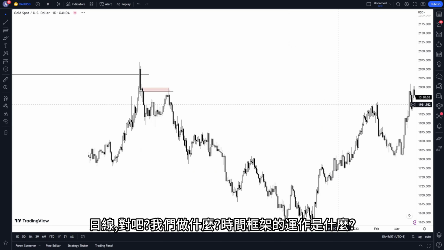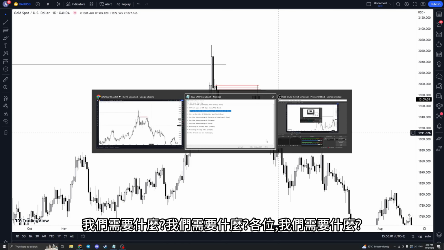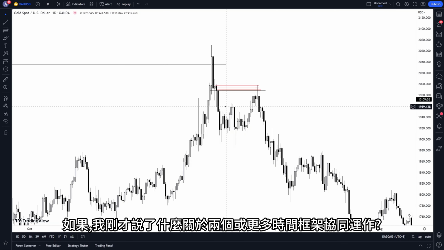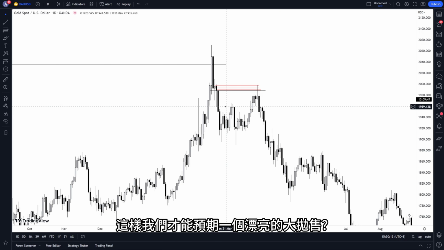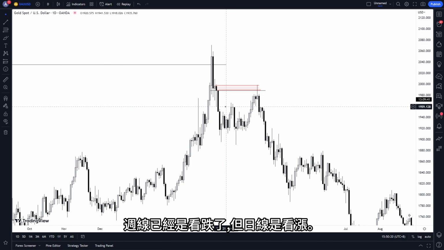What do we do? What is this operation of time frames? All we need is what? Guys, what do we need? What did I say just now about two or more time frames being in tandem together? If weekly is bearish storyline but daily is bullish, what are we looking for the daily to do so that we can expect a nice big sell? Doesn't mean it's going to happen, but we can expect. Weekly is already bearish, but daily is bullish. What do we need daily to do?